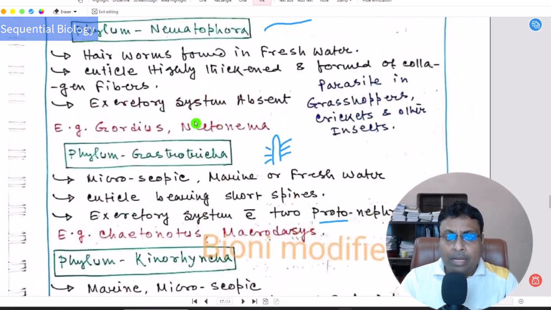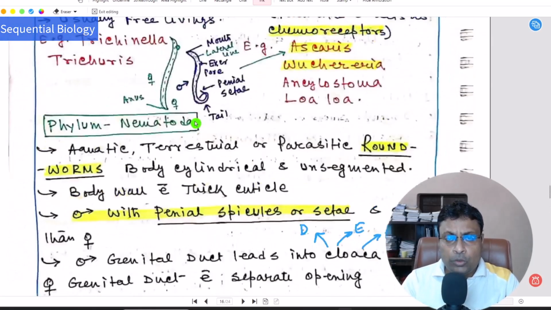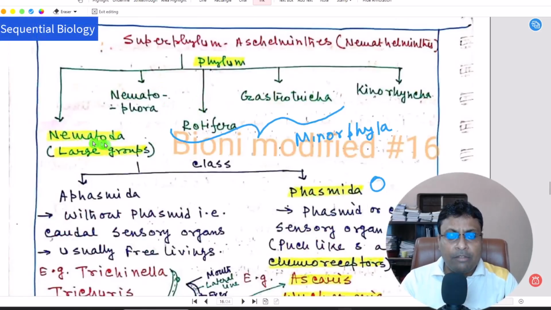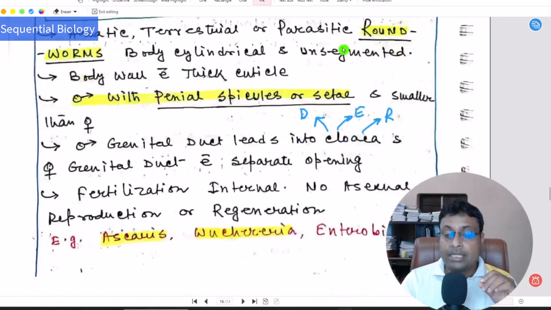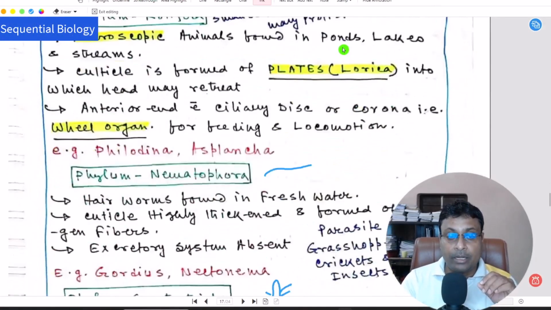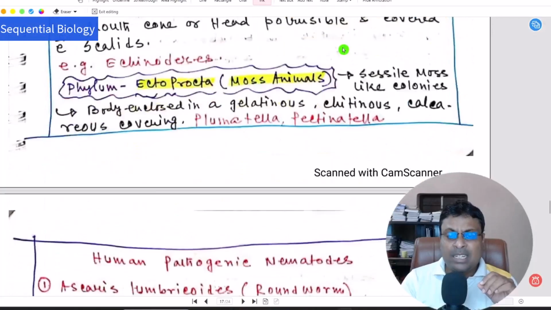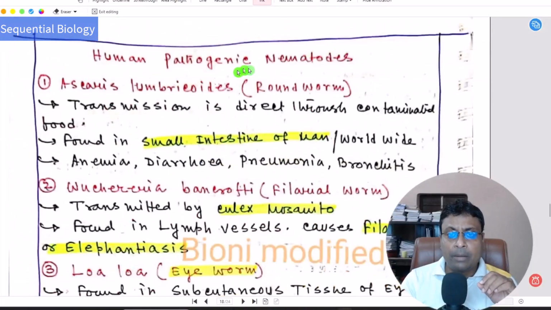Then Superphylum Aschelminthes is divisible into many important phyla. The phylum Nematoda is the largest group, and usually we are familiar with this group, but we are not familiar with the minor phyla. The phylum Nematomorpha, phylum Rotifera, phylum Gastrotricha and the phylum Kinorhyncha are included under Superphylum Aschelminthes or Nemathelminthes, and they all are pseudocoelomate. And now we will see a few representatives of roundworms which are pathogenic to humans.